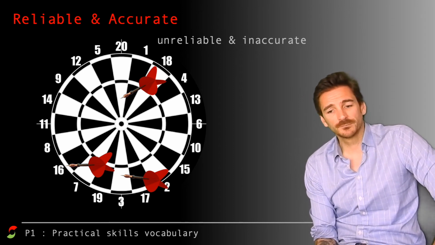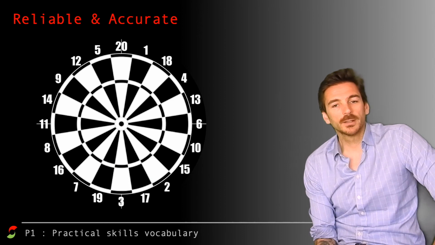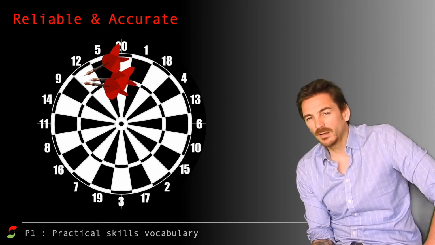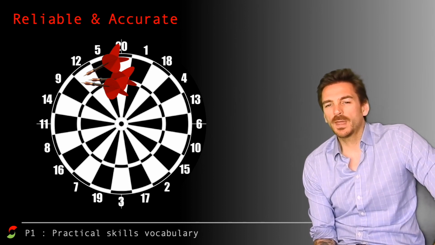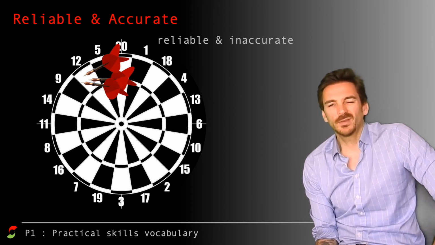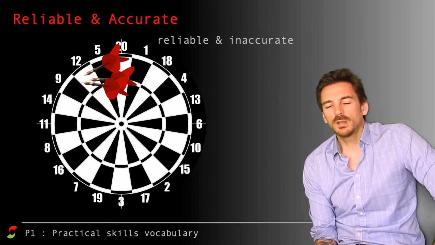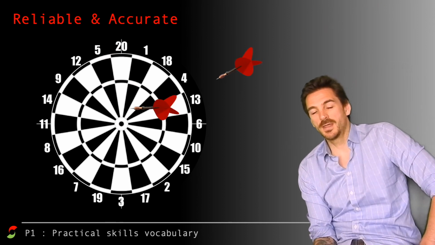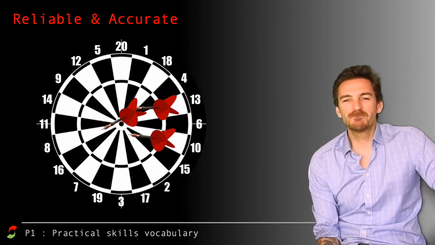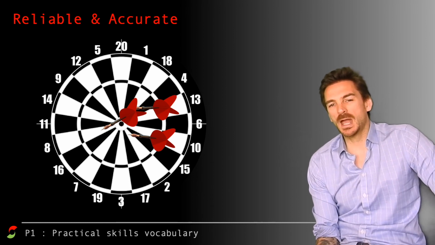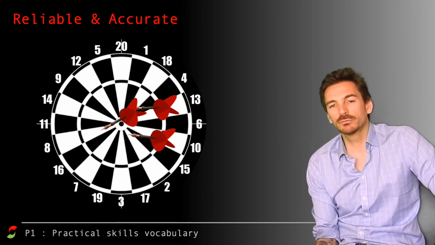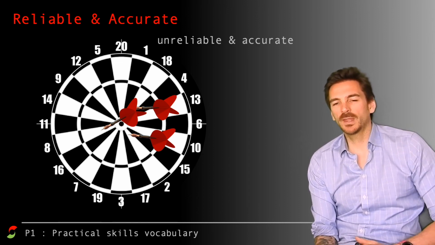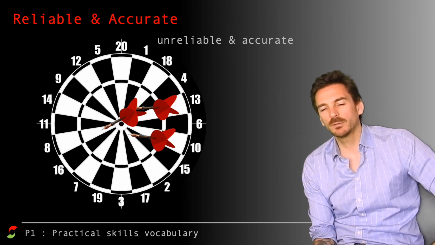Should we try that one again? Okay, throw at the bullseye. And missed again. And missed again. However, this time they're reliably hitting 12, but they're still inaccurate. And finally, not particularly accurate, but they are around the bullseye, but they're not particularly reliable. They're hitting different numbers, but their accuracy is improved as before.